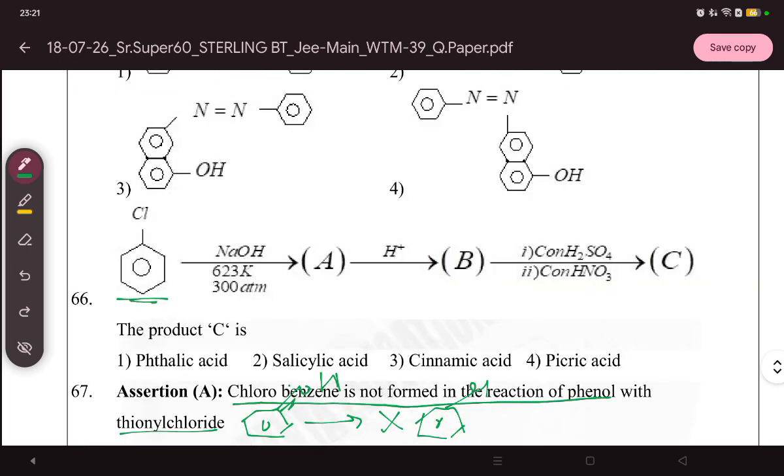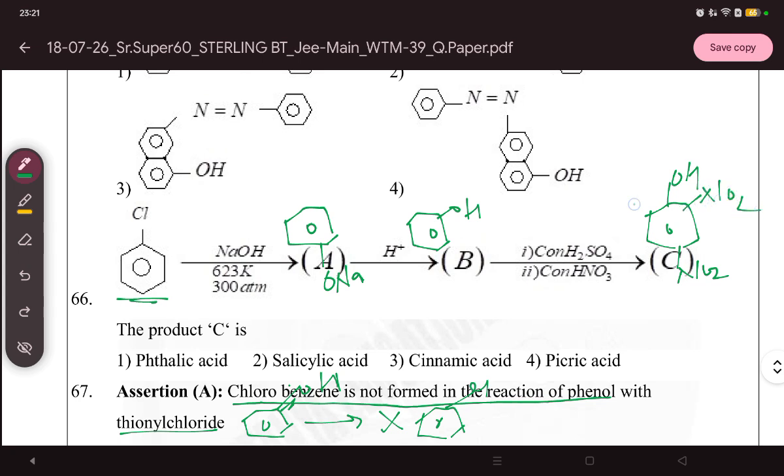Chlorobenzene with NaOH at high temperature gives sodium phenoxide. After H plus ion, it is completely converted to phenol. With concentrated HNO3, it gives 2,4,6-trinitrophenol, that is picric acid. 2,4,6-trinitrophenol is called picric acid.